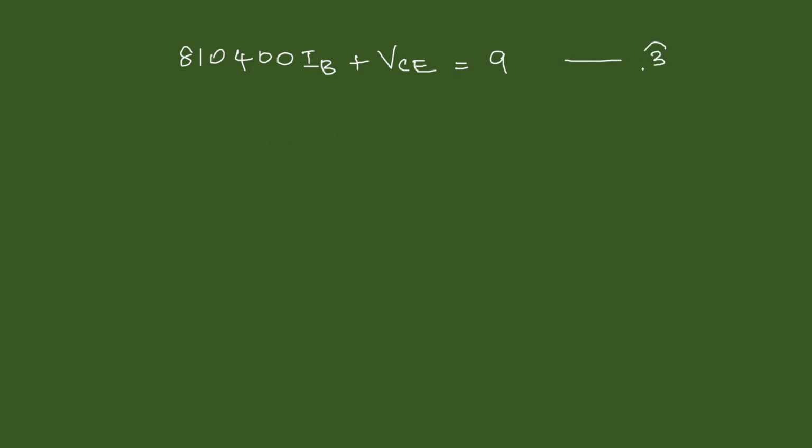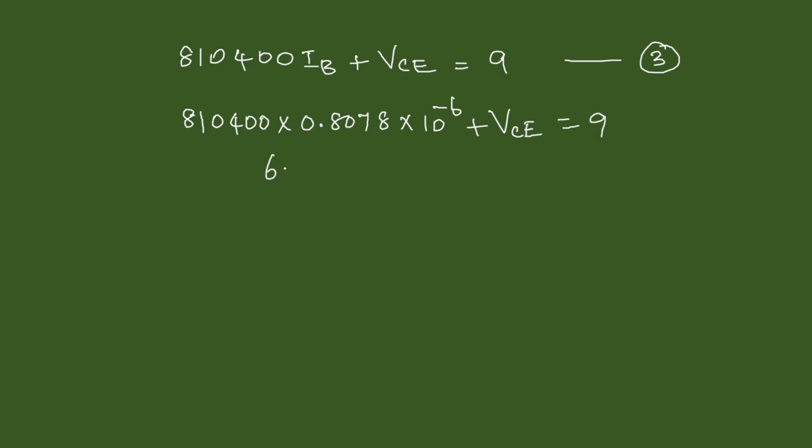So this is our third equation. In this, IB is known, so we can find out this VCE. So it is 810,400 multiplied by this IB, 0.8078 into 10 power minus 6, plus this VCE, that is equal to 9. For this we get 0.654641 plus VCE, that is equal to 9.